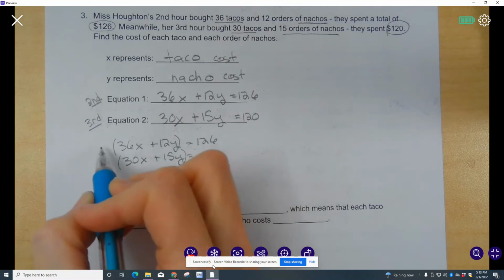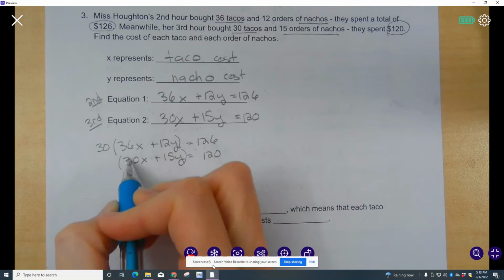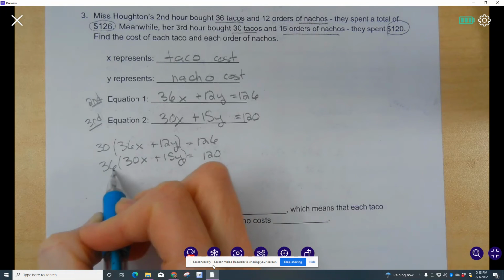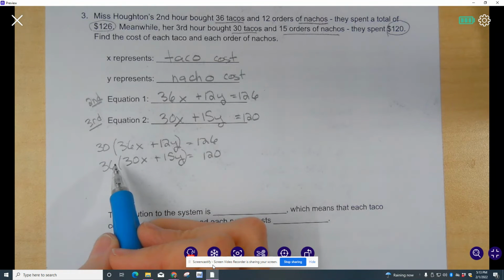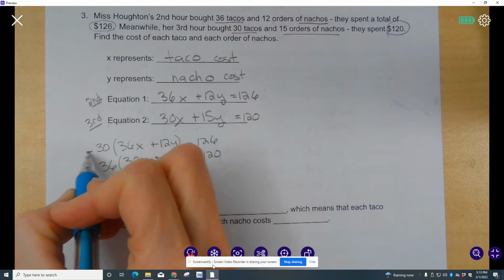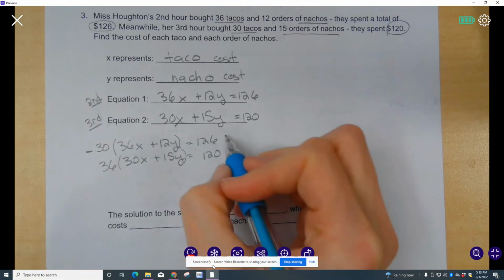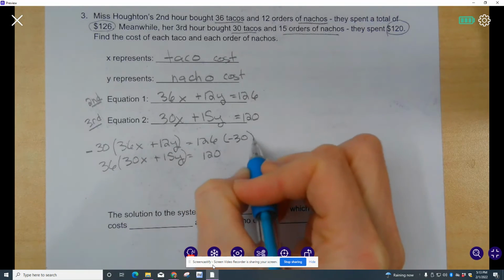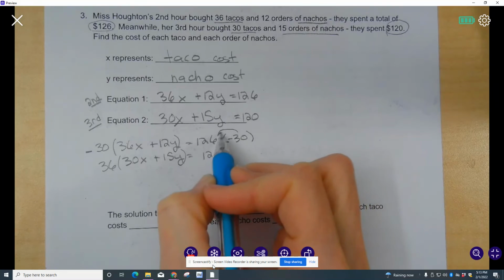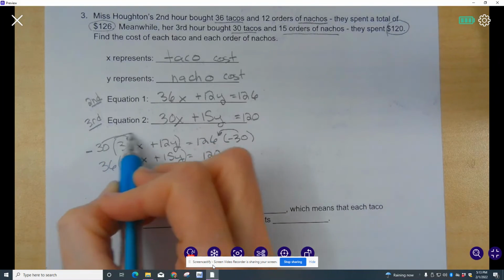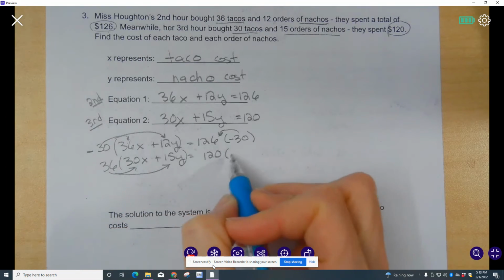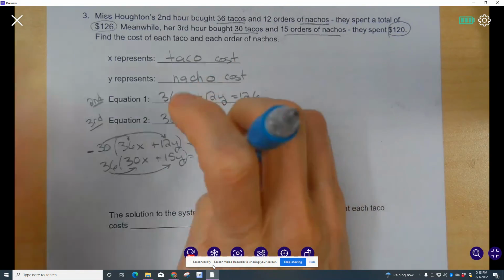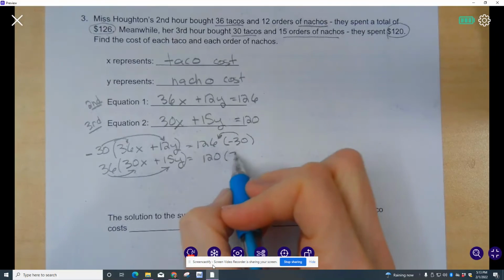See this 30 here? We're going to multiply our top equation by 30 and our bottom equation by 36. And remember, to do an opposite, they have to have opposite signs. So we need to make one of them negative. I'm going to make that negative. Now you have to do this on both sides. This whole equation is going to get multiplied by negative 30. This whole equation is going to get multiplied by, oops, not negative, positive 36.